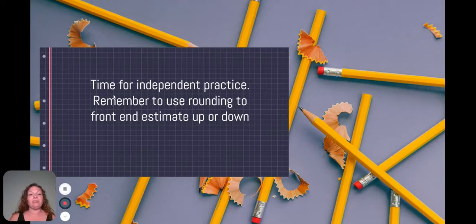All right, so there's time for independent practice, and the link is in the description. I want you to make sure that you're looking at the front end. It does not tell you a place value anymore. Front end means that you're looking at the very first digit when you're reading the number, and then you're going to make everything else a zero.